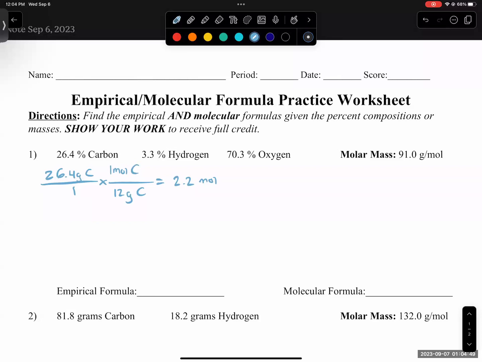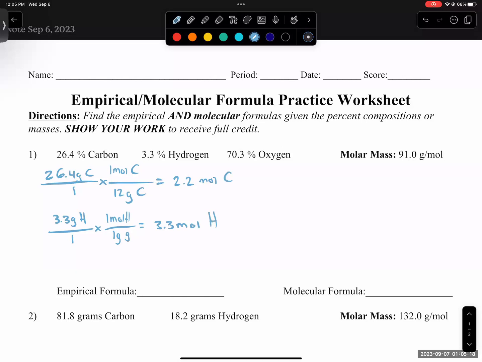So that's carbon, and we do the same thing for hydrogen. 3.3% of 100 grams is just going to be 3.3 grams. 3.3 grams of hydrogen. We have 1 gram for every 1 mole of hydrogen. And that'll give us that. So we end up with 3.3 moles of hydrogen.